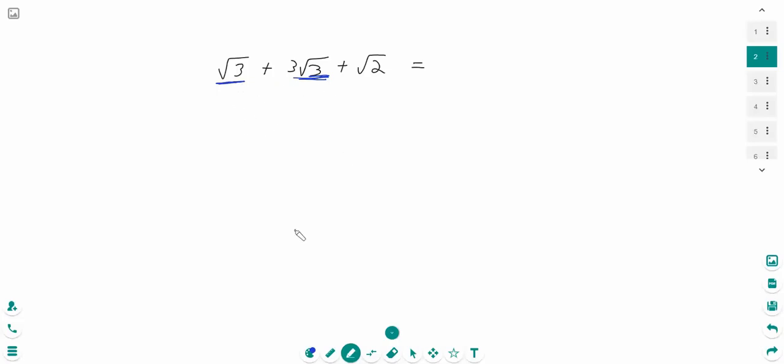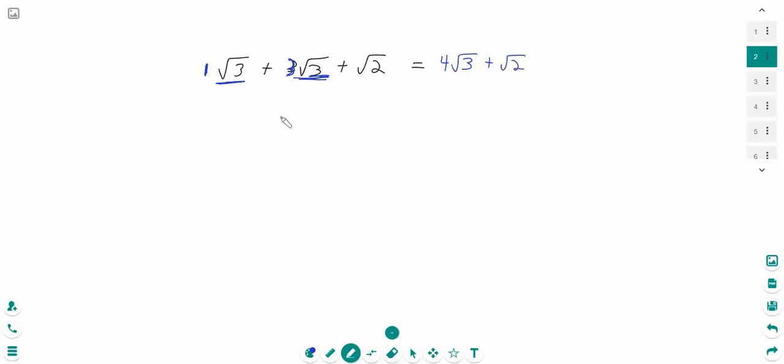So what are the coefficients? Well, the coefficients are 1 right here, it's invisible, and then we have this 3 that is visible right here. So we have 1 plus 3, which is going to be 4, and we simply rewrite the square root of 3, plus the square root of 2. We cannot add the square root of 2 because it's not a like term. The radicand is different.